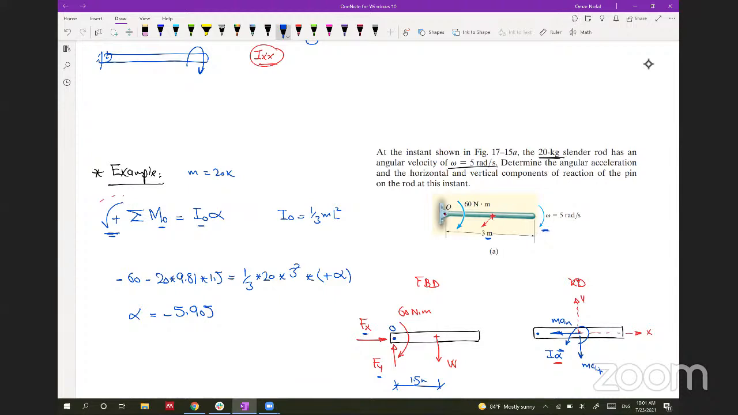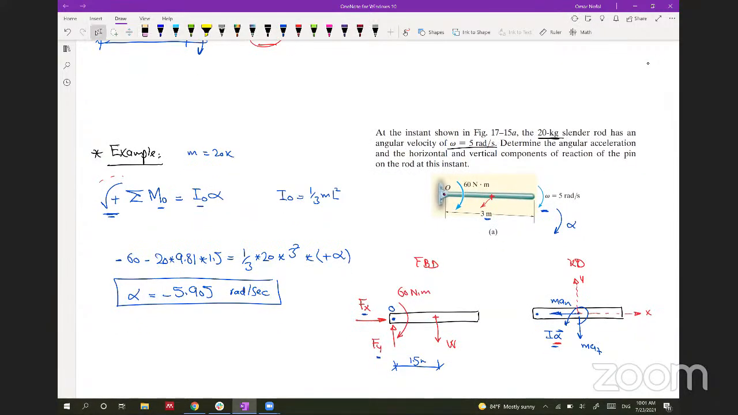Okay, so the omega is in this direction. So alpha is in the direction of the omega. That means that this body is accelerating. So it's alpha, in radian per second square, and it should be in the opposite direction to the assumed one. Okay, so this is how I get alpha from the moment equation. So let's move to another equation.